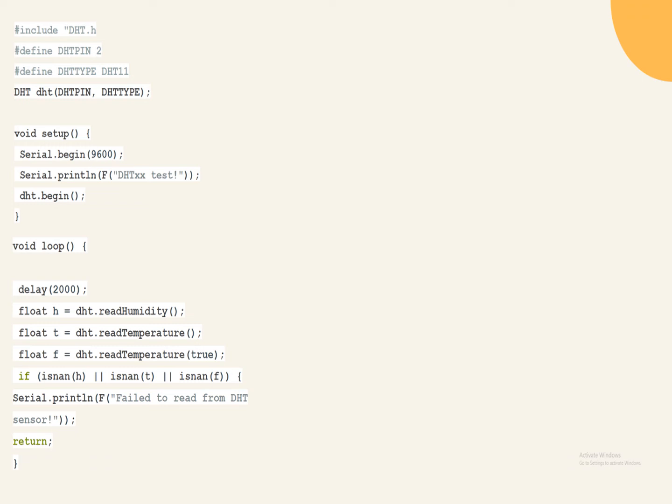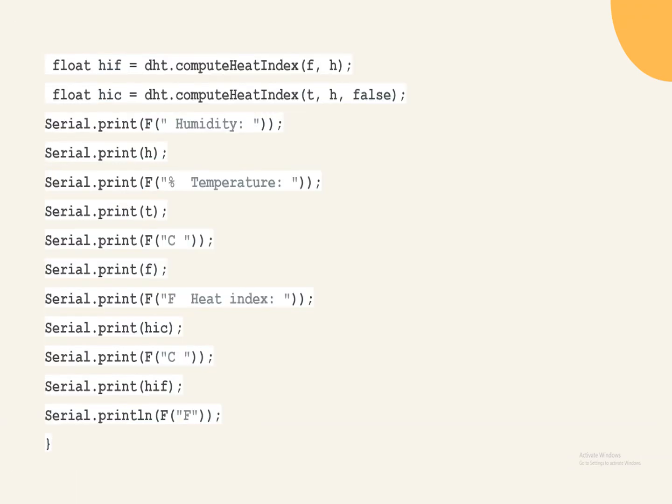Reading temperature or humidity takes about 250 milliseconds, but it takes 2000 milliseconds or 2 whole seconds to send the readings to the Arduino board and there onwards to the computer. We write float h is equal to dht.readHumidity with opening and closing parentheses. This is used to read temperature as Celsius. Keep in mind that we are storing the humidity value in the float h and the temperature value in the float t.